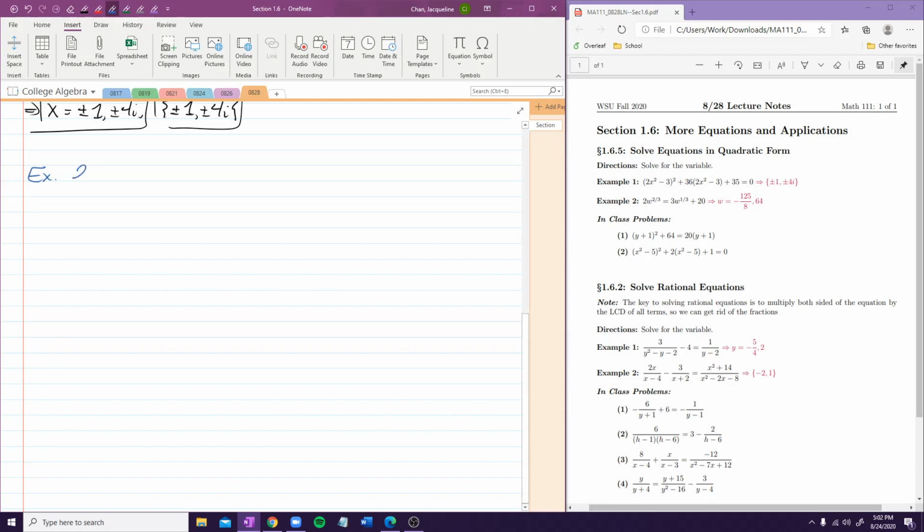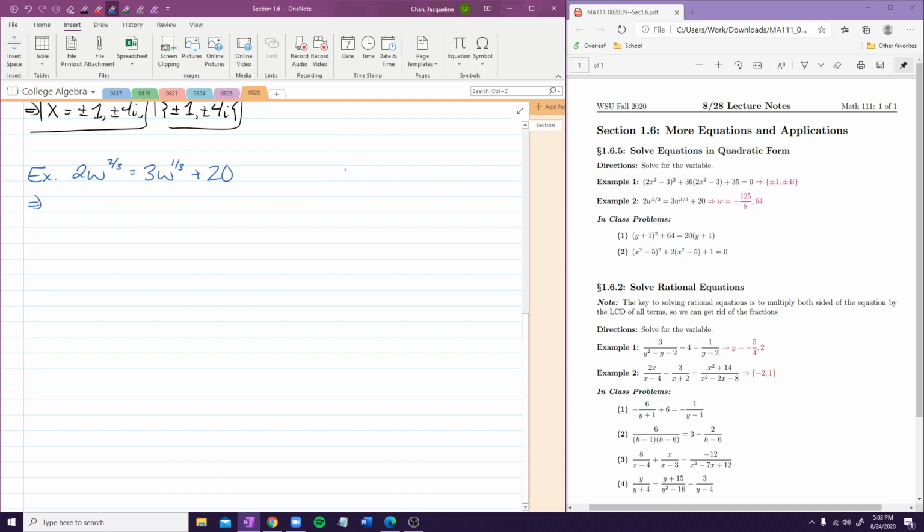We are given 2w to the 2/3 is equal to 3w to the 1/3 plus 20. First of all, what I want to do is set one side equal to 0. So I'm going to subtract the 3w to the 1/3 plus 20, subtract both of them over. The reason why is because I know w to the 2/3 is bigger than w to the 1/3.